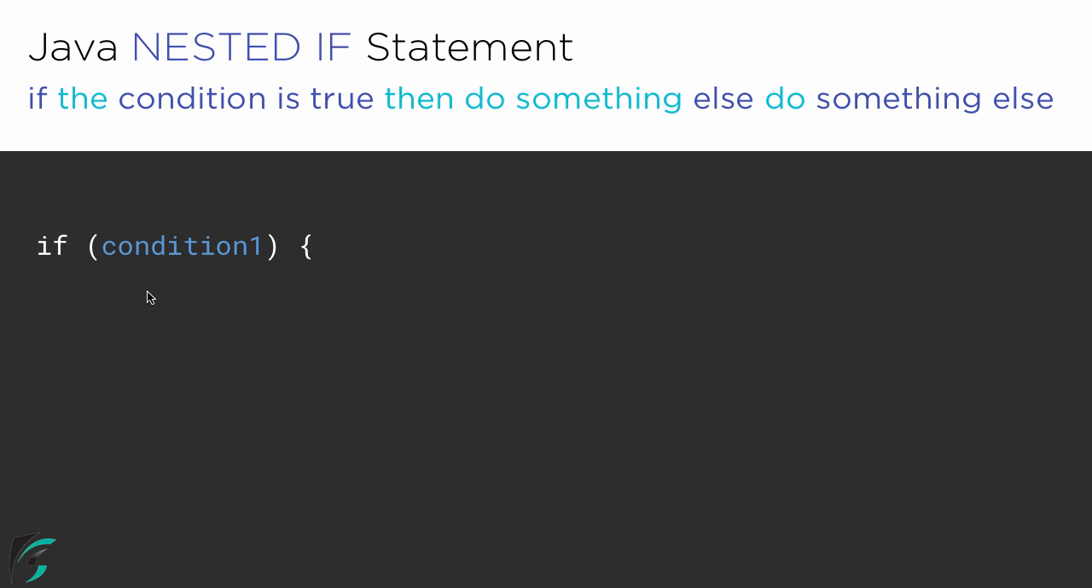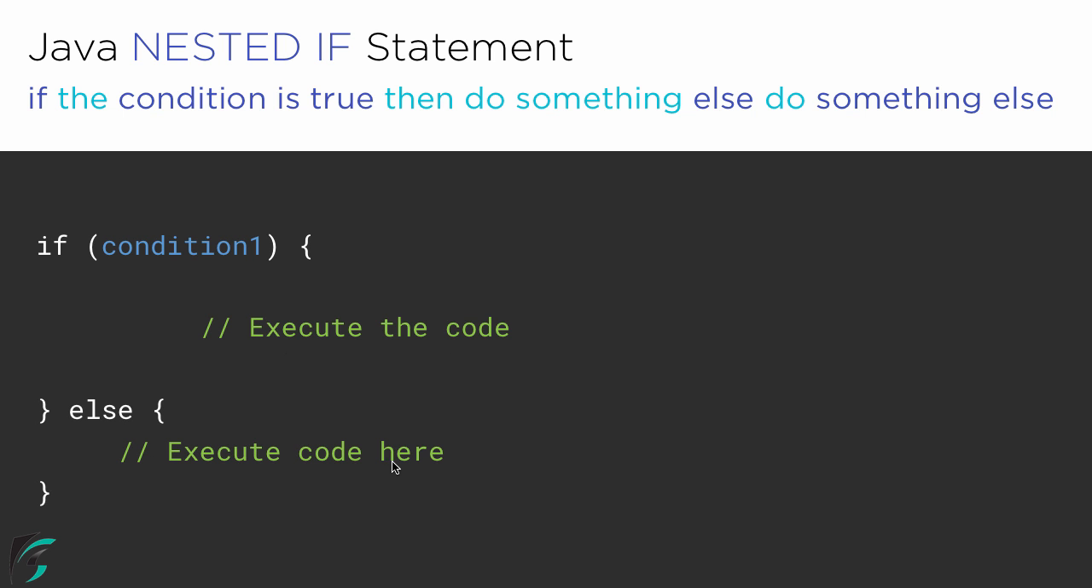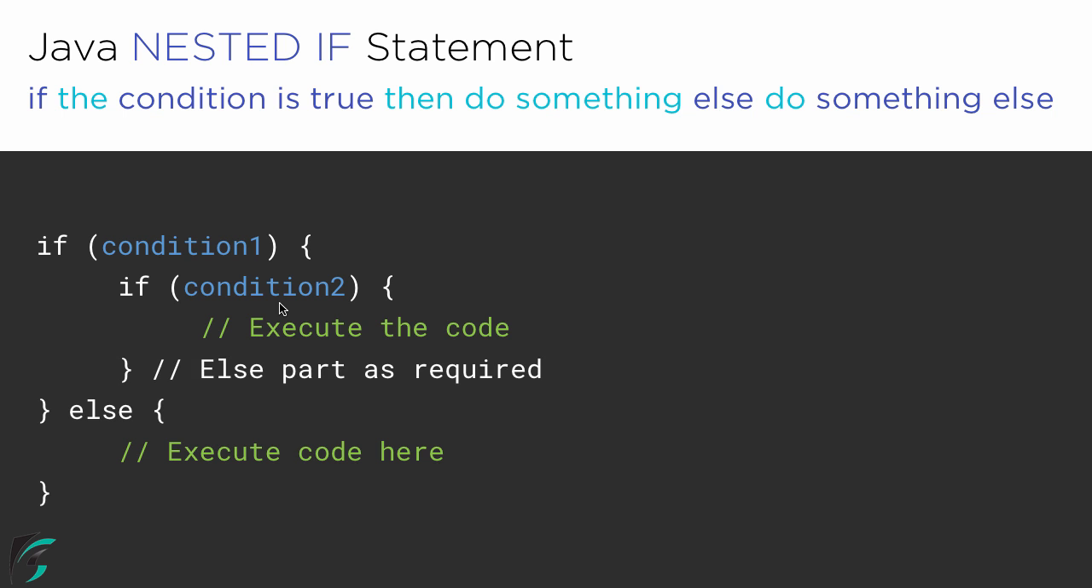Here I have this condition. If this condition 1 is true, then simply execute this code, else execute the code here. And this code snippet we have already seen in the previous slide. Now what do we exactly mean by nested if statements? Inside the if condition, suppose I put one more if condition and one more else part. This kind of code structure is known as nested if conditional statements, where we have one more if condition within one if statement.